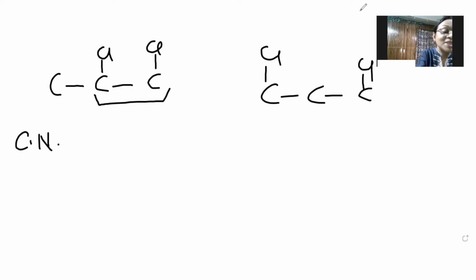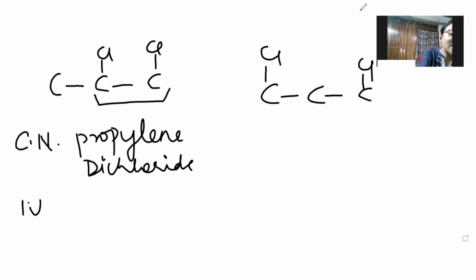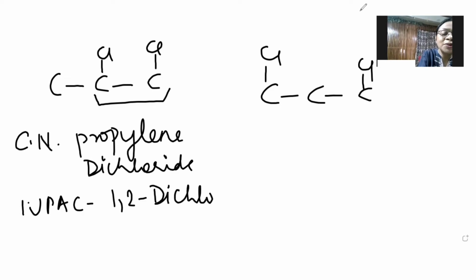So, yes, this will be propylene, the usual methylene, ethylene, propylene. The vicinal ones are propylene. So this is propylene dichloride, or simply you can call it chloride also. And the IUPAC name of this compound is 1,2-dichloropropane.